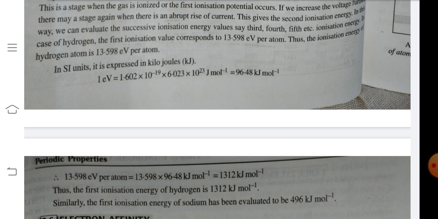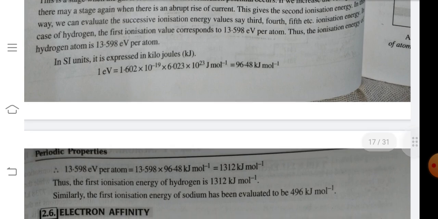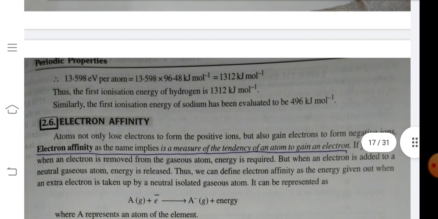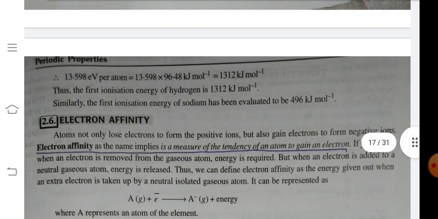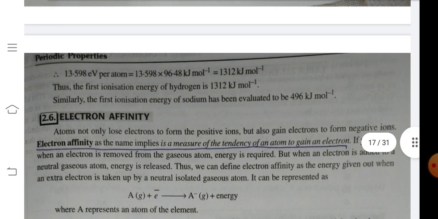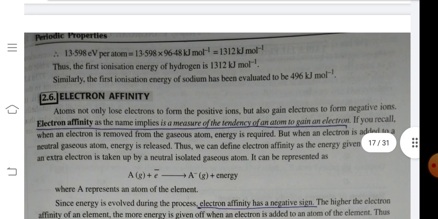In SI unit, it is expressed in kilojoules. 1 electron volt is equal to 1.602 into 10 to the power minus 19 into 6.023 into 10 to the power 23 joule per mole. That is equal to 96.48 kilojoule per mole. 13.598 electron volt per atom is equal to 13.598 into 96.48 kilojoule per mole, that is equal to 1312 kilojoule per mole. Thus, the first ionization energy of hydrogen is 1312 kilojoule per mole.